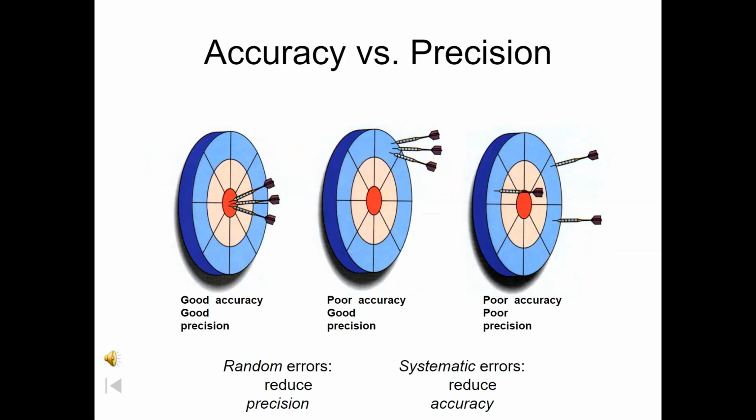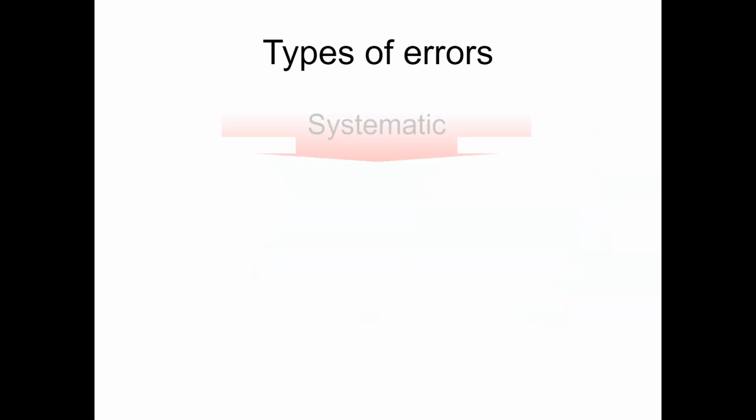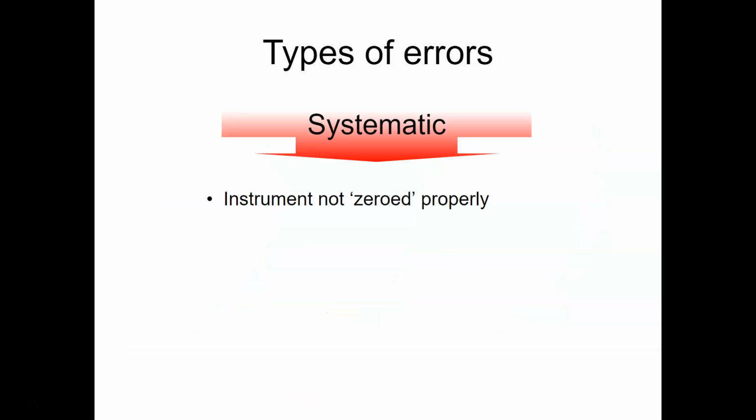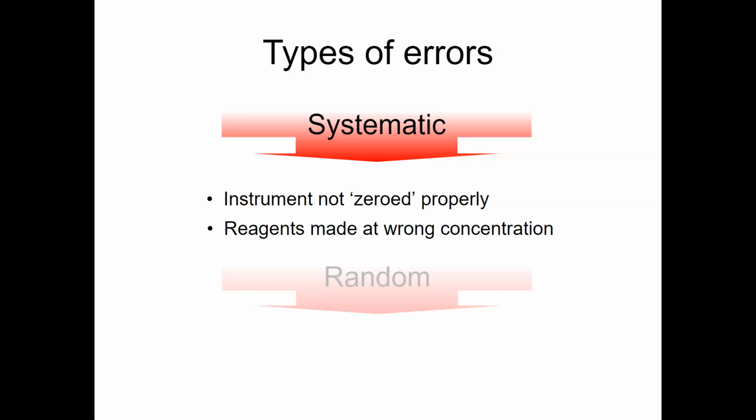So when we're looking at accuracy versus precision, we also have to understand that this helps us understand the kinds of errors that we're introducing here. Random errors can be reduced by making sure we're being precise. Systematic errors can be reduced by making sure that we're being more accurate. So systematic errors are instrument errors. So you didn't zero the instrument properly. We made the wrong solution.